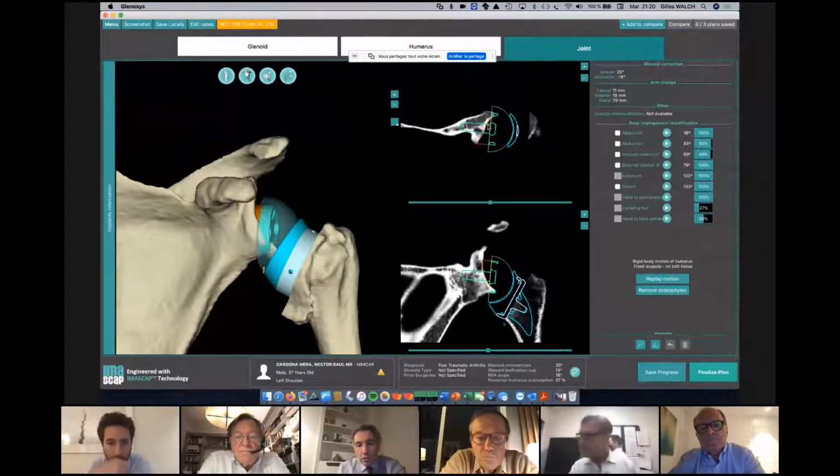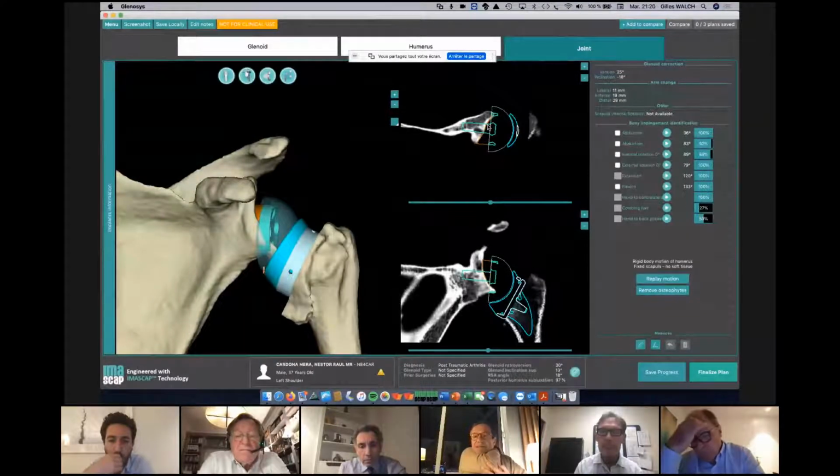The question, Gilles, do you measure the lateral offset that you do with your prosthesis, or is not important for you? Because here it says 11 millimeters. So yes.